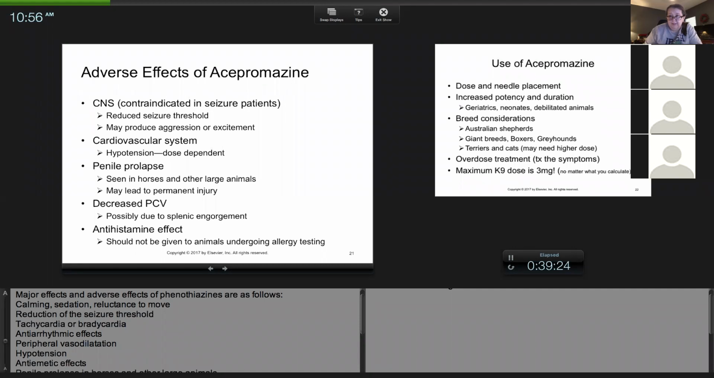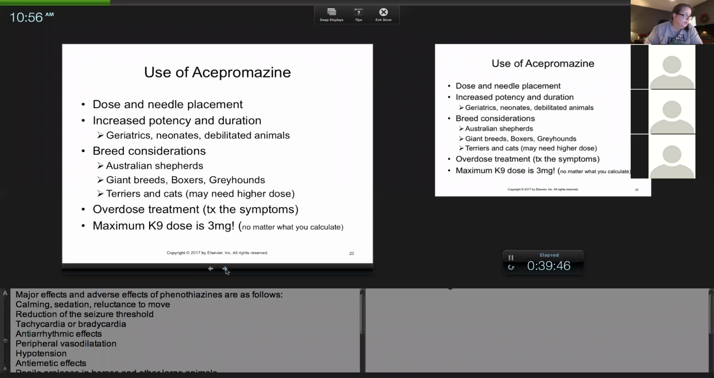But we would sedate dogs for allergy testing when we have to do the skin test, because you got to put all the little pinpricks in their skin. We would never use acepromazine, because when we do a skin test, you need to see an allergic reaction. That's why you're doing it. So you don't want to give anything that's going to minimize the allergic reaction. So you would stay away from acepromazine.